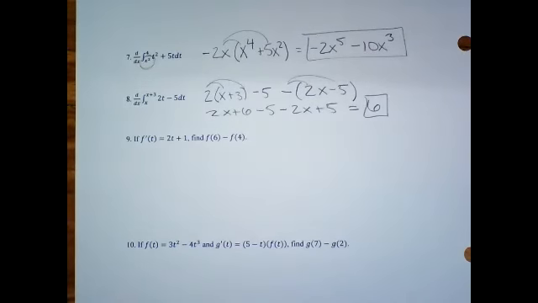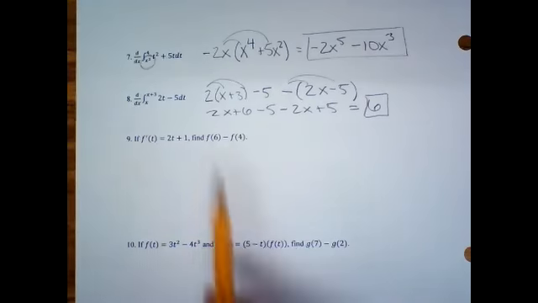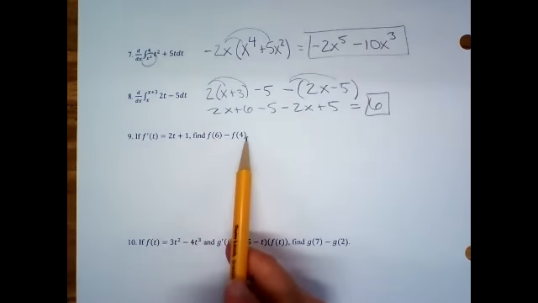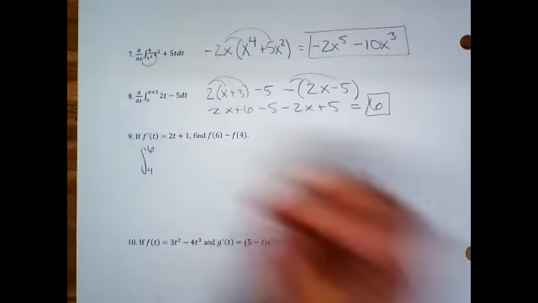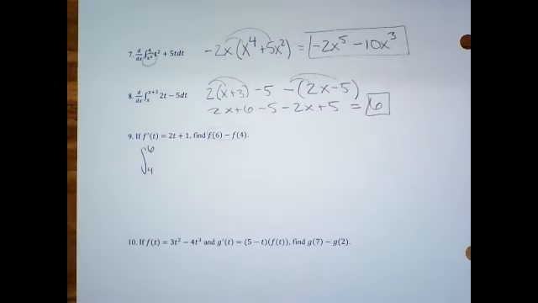These last two are written strangely, but they're not actually hard. You just have to read through and interpret what they're asking you to do. If a derivative is 2x plus 1, find f of 6 minus f of 4. You want to think fundamental theorem of calculus. If they ask you for f of 6 minus f of 4, your brain should go integral from 4 to 6. That's what should trigger in your mind.